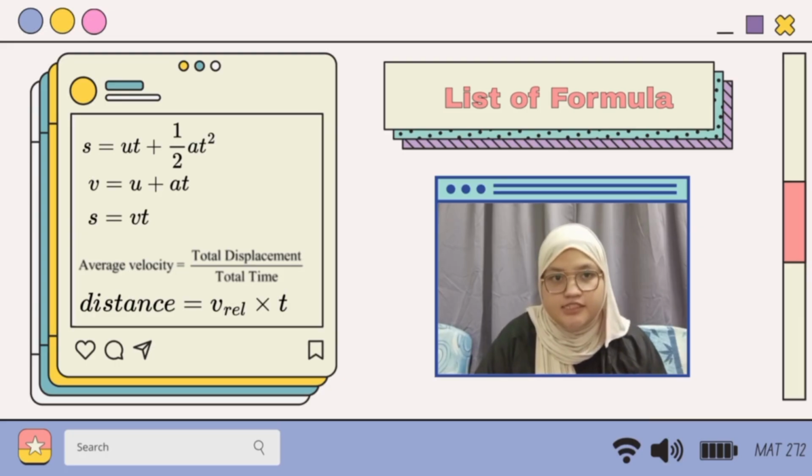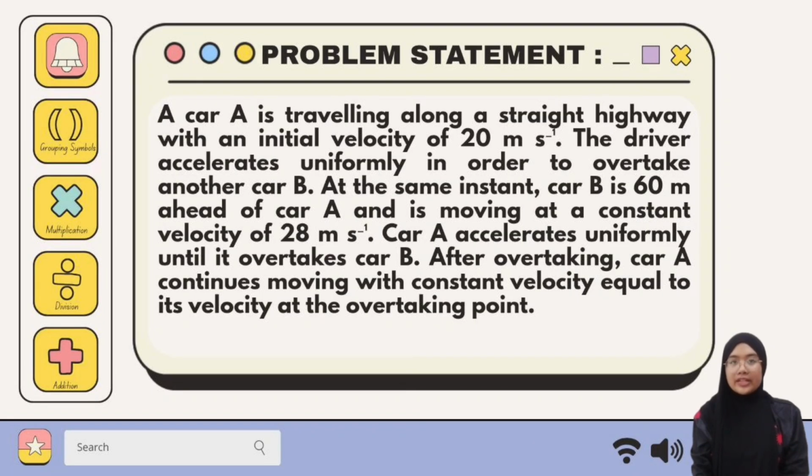Problem statement. A car A is traveling along a straight highway with an initial velocity of 20 meters per second. The driver accelerates uniformly in order to overtake another car B. At the same instant, car B is 16 meters ahead of car A and is moving at a constant velocity of 28 meters per second. Car A accelerates uniformly until it overtakes car B. After overtaking, car A continues moving with constant velocity equal to its velocity at the overtaking point.